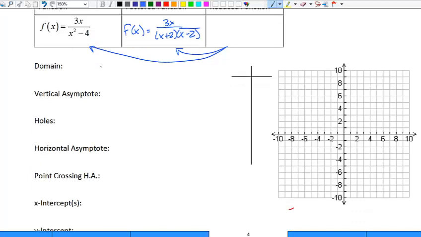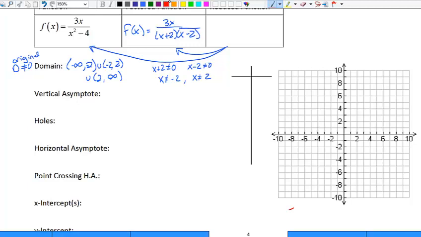To find the domain, I'm going to set the denominator not equal to 0, and this is with the original, although in this case they're basically the same. So I am going to say x plus 2 can't be 0, and x minus 2 can't be 0, so x can't be negative 2, x can't be 2. The domain is all the values that it can be. So negative infinity till negative 2, union negative 2 to 2, union 2 to infinity.